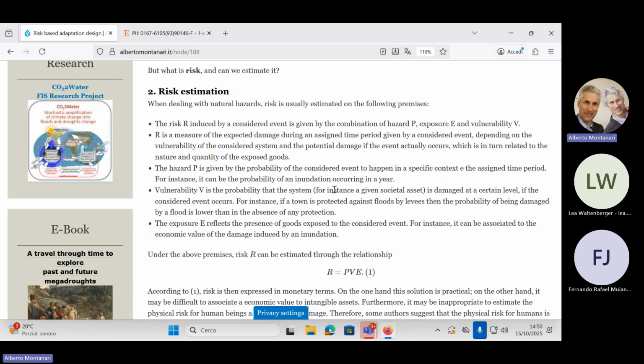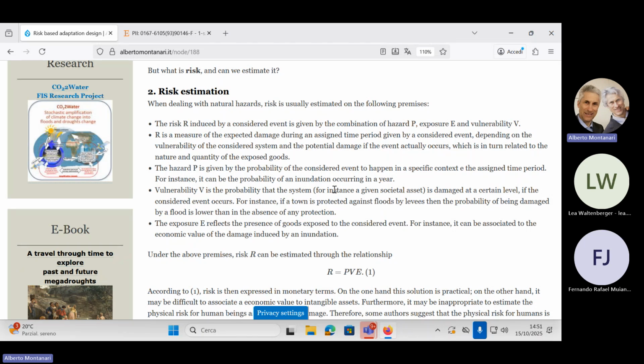And we define this expected damage in a given time period for a given event as the product of the probability during the given time period of the event. Like earthquakes, probability of exceedance of an earthquake of magnitude 3. Of course, you have the full range of probabilities. So probability, vulnerability, and exposure. Vulnerability and exposure are not synonyms. Absolutely, two different things. We are explaining it.